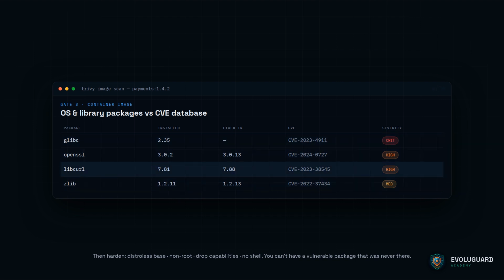The bigger win is hardening. Start from a minimal or distroless base image so there's barely anything to be vulnerable. Run as a non-root user, drop Linux capabilities, and use multi-stage builds so your final image has no shell or package manager for an attacker to abuse. You can't have a vulnerable system package if the package was never there.